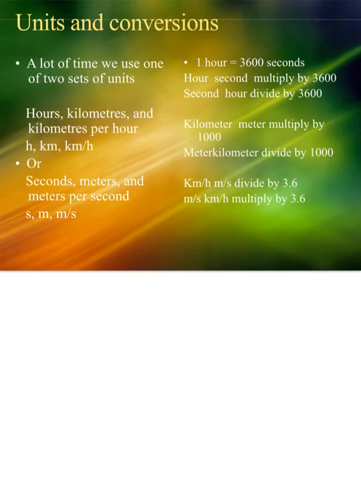The way to convert is 1 hour is 3,600 seconds. So hours to seconds, you multiply by 3,600. Seconds to hours, you divide by 3,600. Kilometers to meters, you multiply by 1,000. Meters to kilometers, divide by 1,000.